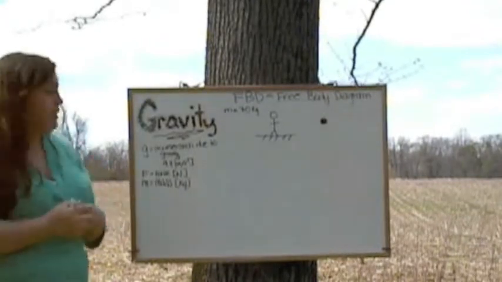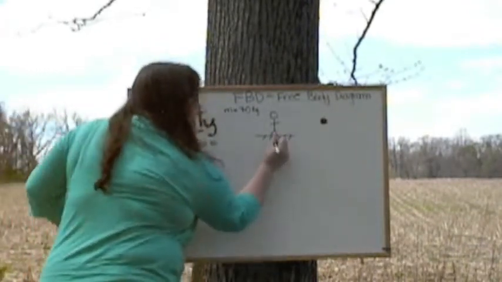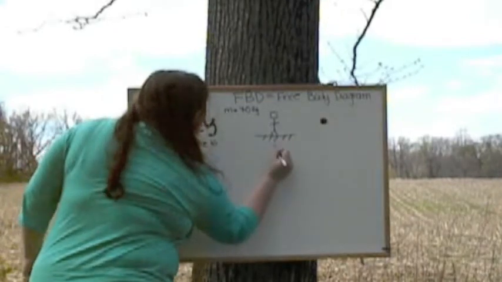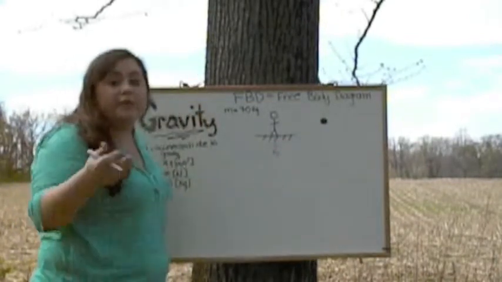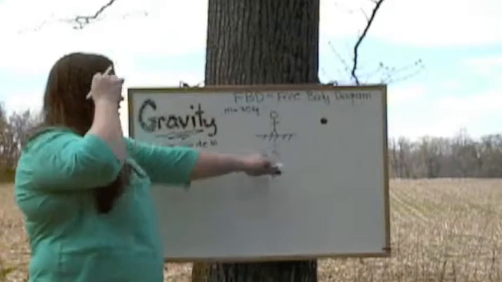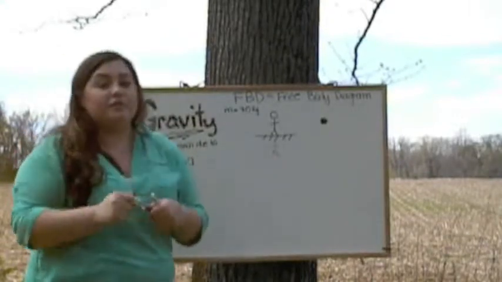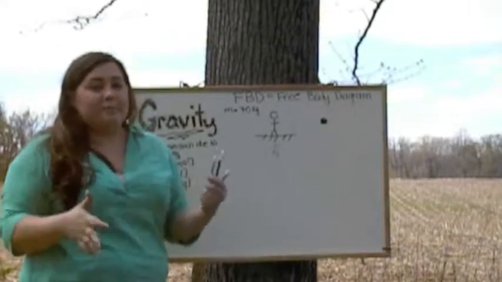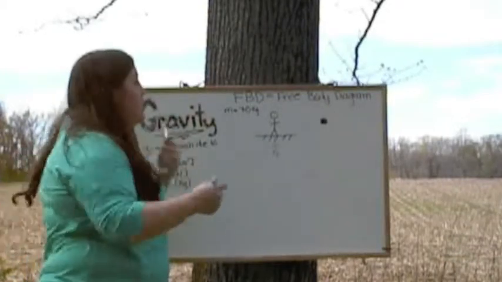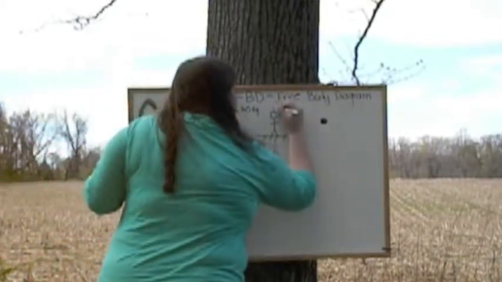What forces are acting on this person? They're going to have a force of gravity acting down. We're going to label that as an arrow because force is a vector. Whenever you have a force of gravity acting down, you have an equal and opposite force that's going to cancel it out. We're going to discuss why it cancels it out in just a second.